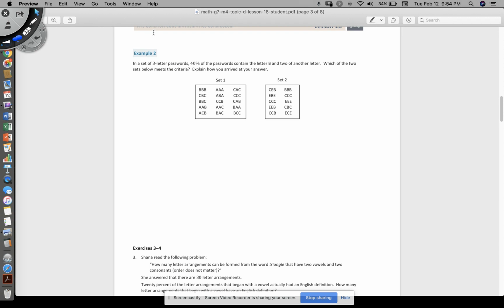All right, so with a partner, shoulder partner, face partner, or trio, I want you to talk about this one here. Which set shows that there's a password that contains a letter B and 2 of another letter? All right, so talk that out. Write your answer down below. Go ahead and pause the video, and I will come back and work with you on number 3.